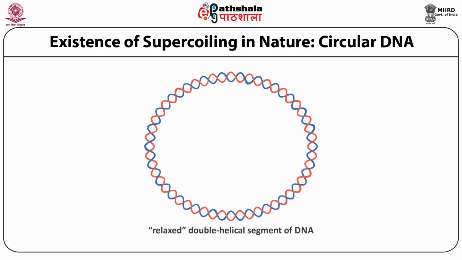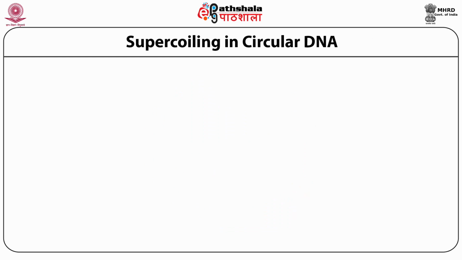Existence of supercoiling in nature is always seen in the case of circular DNA. Circular DNA is generally present only in a supercoiled state. We show here a relaxed double helical segment of DNA. There are various different supercoilings in circular DNA.